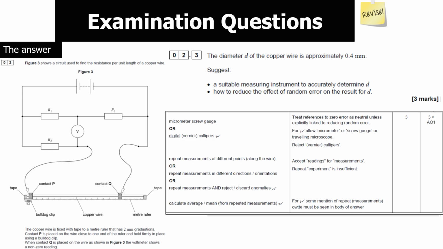And the last thing to note is if you have anomalous results, you would then discard them, and then with your repeats you calculate a mean, and that then reduces your random error. Remember, repeats of measurements reduce random errors.